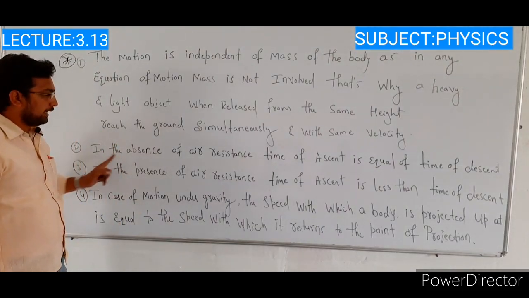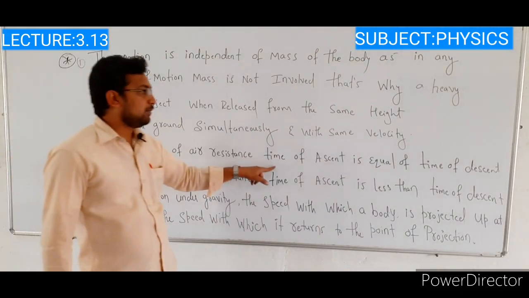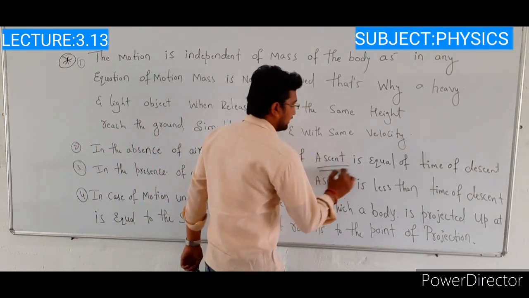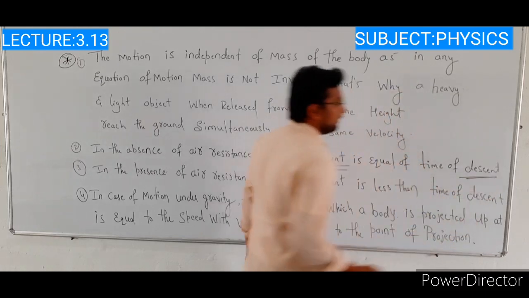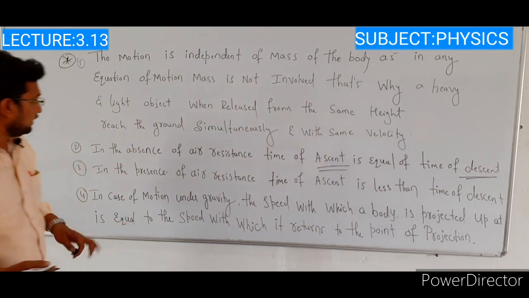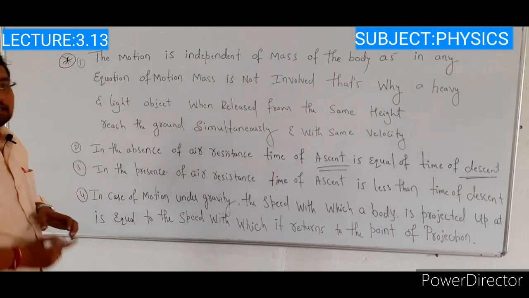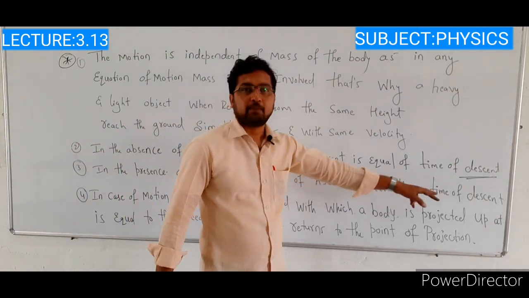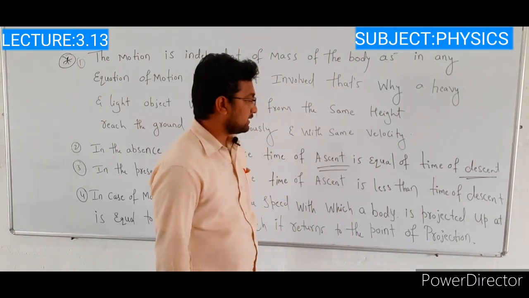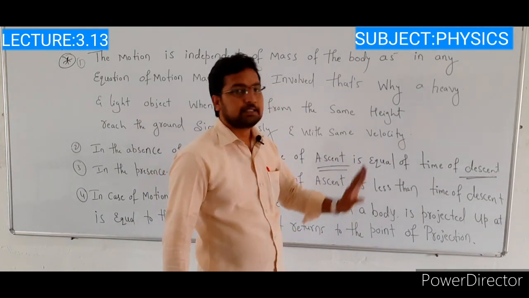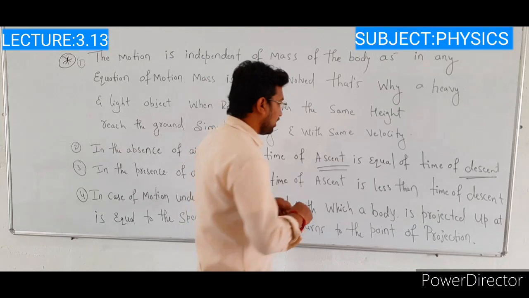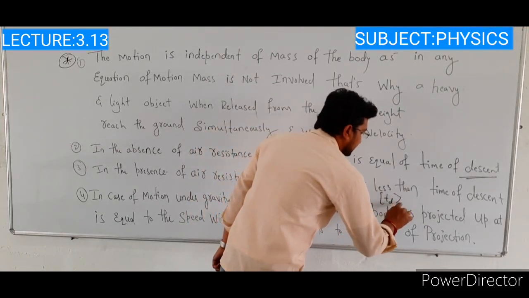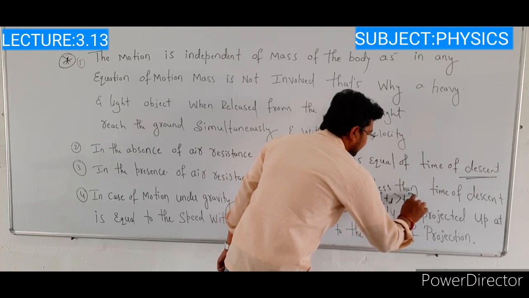And the second point, in the absence of air resistance, time of ascent is equal to time of descent. So next one, in the presence of air resistance, the time of ascent is less than the time of descent, or in brackets, t suffix d, time of descent is greater than time of ascent.